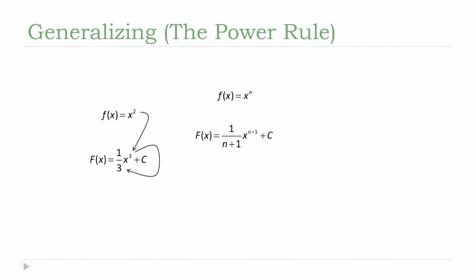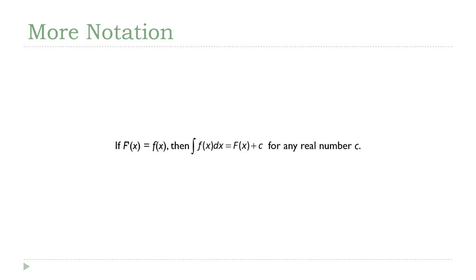But I want you to hold on to that for just a second while we introduce a little new notation. We're going to start off: if cap F prime of x is equal to f of x, in other words, cap F is an antiderivative of little f, then the way I'm going to write this is with that symbol that should look to you like a stretched out S. The name for this is an integral. So what I would say is the integral of f of x dx is equal to cap F of x plus C for any real number C. This is how we're going to write this.